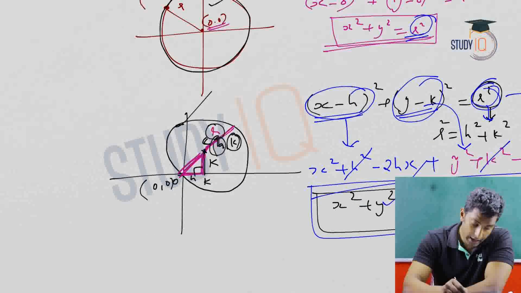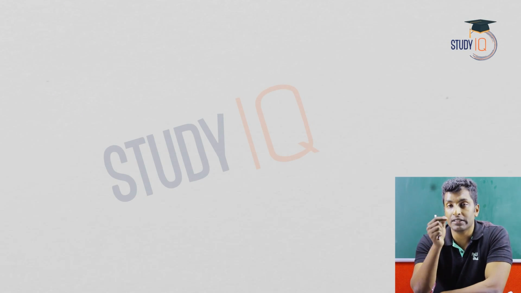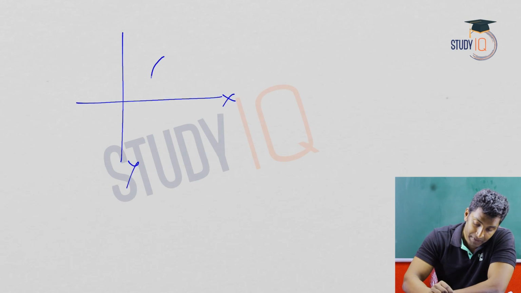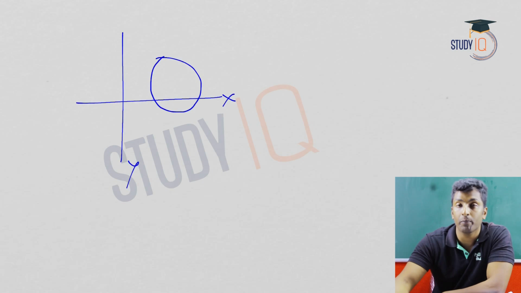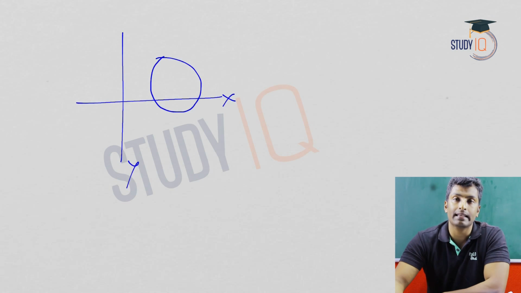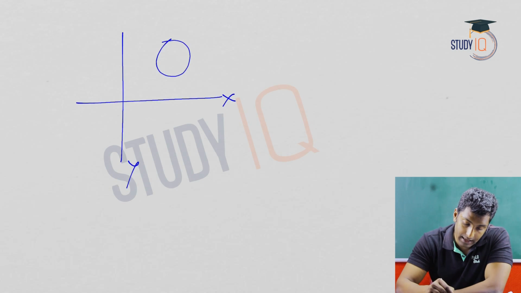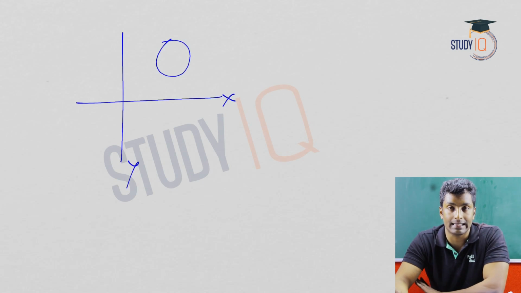Okay, now let's move on to the next case. Now I'm looking for the equation of a circle which is touching the x-axis. What do you mean by touching the x-axis? This is my x-axis and this is my y-axis. Can I take this circle? No. This is not touching the x-axis. This is cutting the x-axis at 2 points. Similarly, can I take this circle? No, this is not touching the x-axis, right?